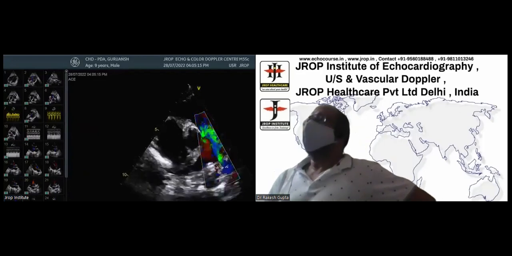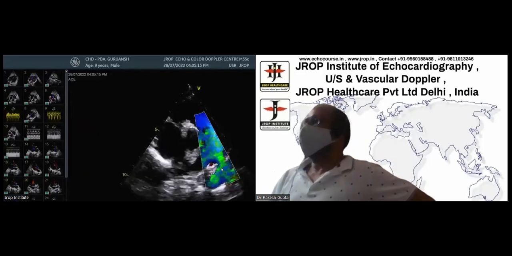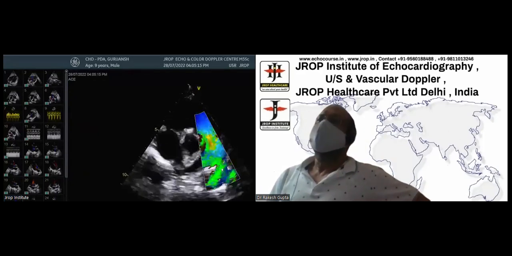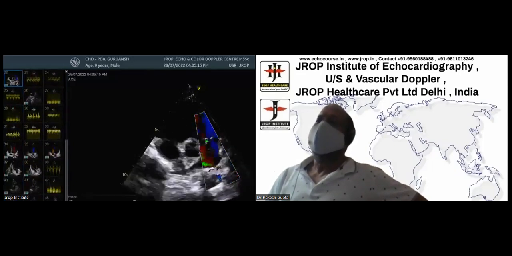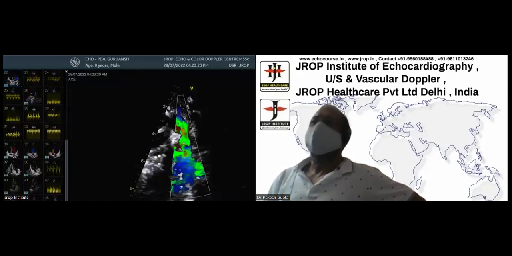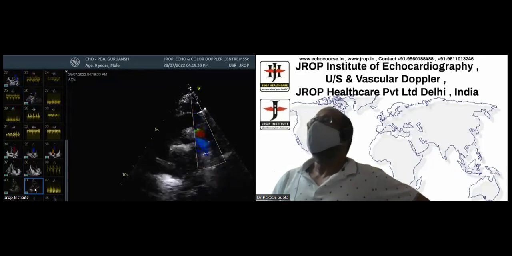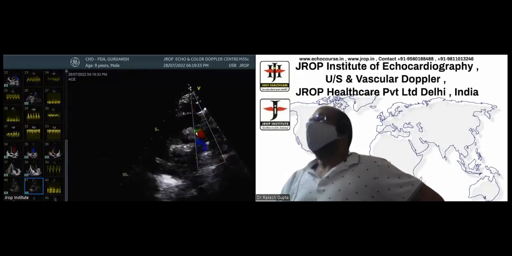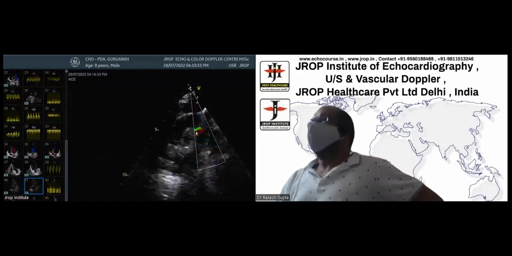Pulmonic artery is on top. Here is the pulmonic artery. Here is the descending aorta. So the flow reversal is happening here. This is the descending aorta. You see a shunt over here. That is PDA again.